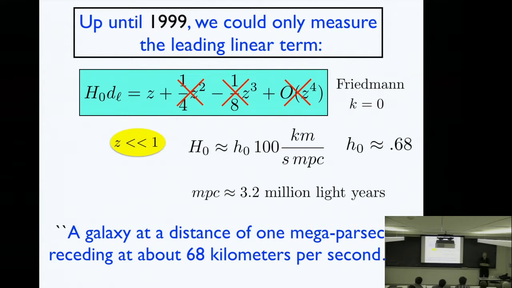Now, until 1999, the law, essentially the linear relation, was known, but when you could look out farther, you start picking up these other terms. Now, this isn't exactly how the supernova data has been interpreted, but we're going to view it this way because we know what their best fit is, and we're going to compare what we have to the best fit. So let's look at the expansion in z. What is H0? It's about 100 kilometers per second per megaparsec. So two galaxies 3.2 million light years apart are receding at about 100 kilometers per second. That's the expansion rate if it's uniform.